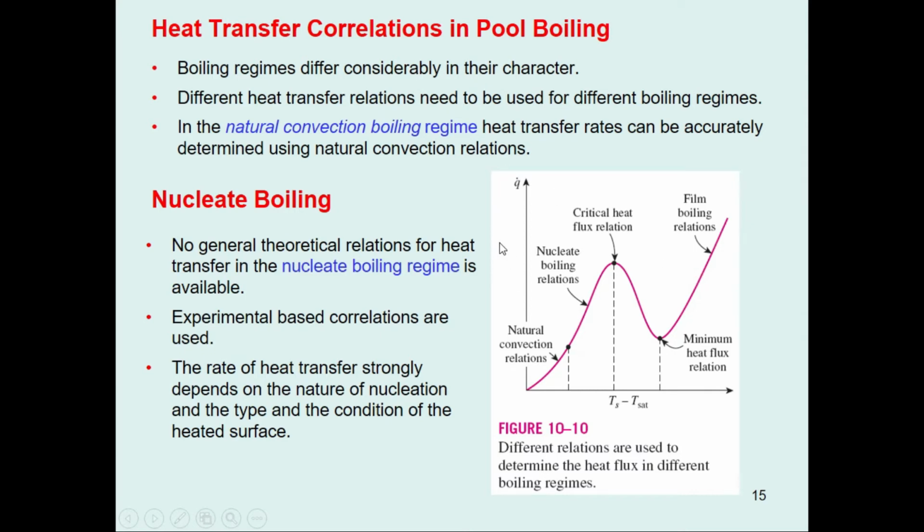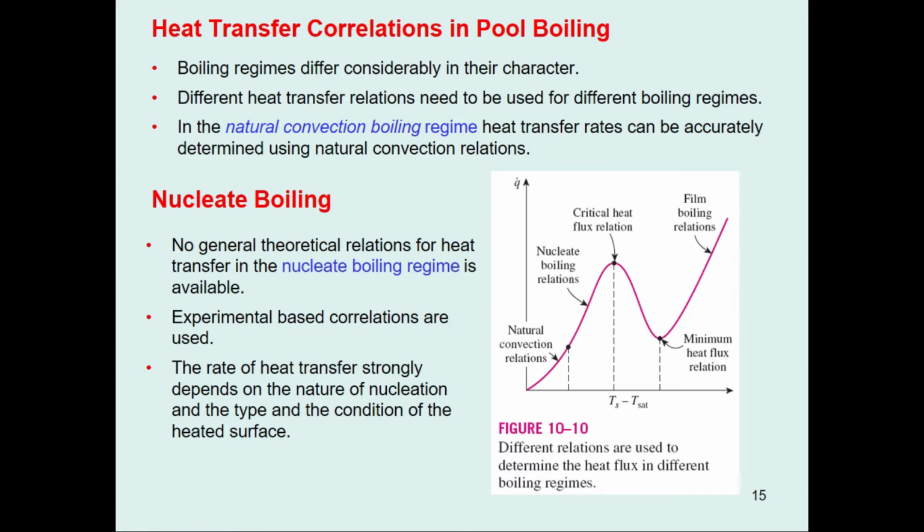So there are different heat transfer relations that are needed for different boiling regimes. For example, in the natural convection boiling regime, heat transfer rates can be accurately determined using the natural convection relationships that are very simple and easy to determine. But the most important one, the second one, is nucleate boiling. For nucleate boiling, we have to determine the heat transfer relationships. Unfortunately, no theoretical relations are available, but there are some experimentally based correlations available.